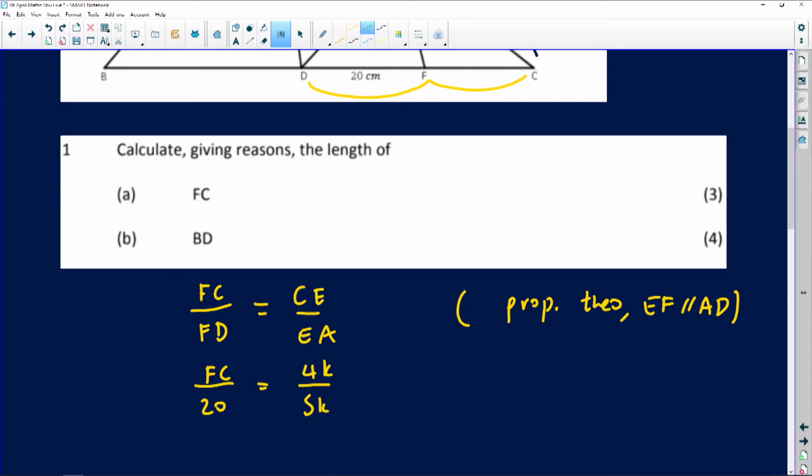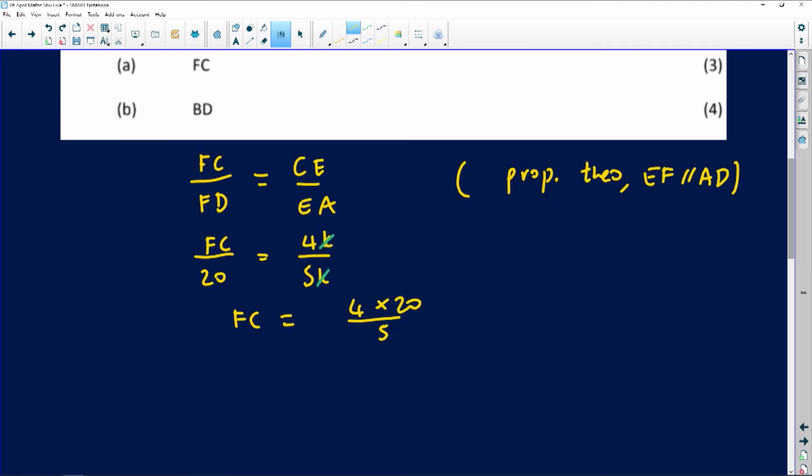The Ks are going to simply cancel each other. They won't give you any problems. And then you cross multiply. This is going to say FC is equal to 4 times 20 divided by 5. I think you guys will agree that 4 times 20 divided by 5 is 4 times 4. I don't have a calculator, I'm finding the answer without a calculator. It's 16 centimeters. That will be the length of FC. So FC is definitely going to be 16 centimeters.